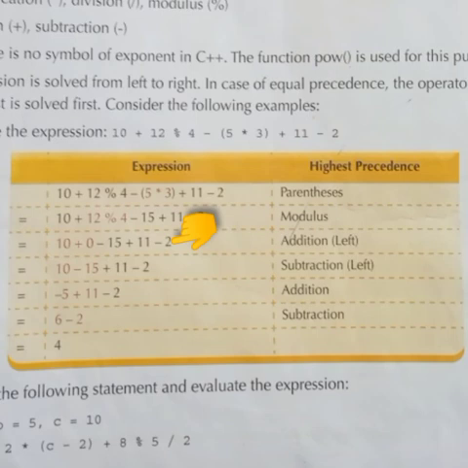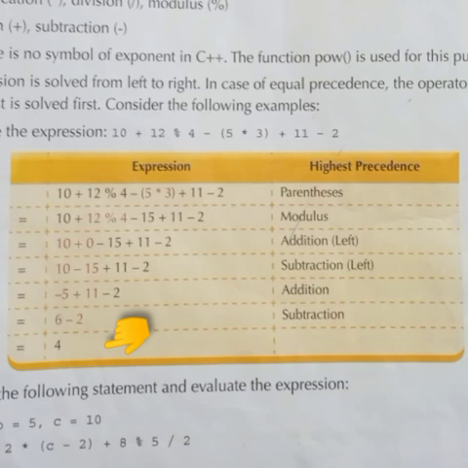Here also plus and minus have the same precedence, so we need to solve from left to right only. The first operator is minus, so we solve 10 minus 15. The answer is minus 5 plus 11 minus 2. Now the first preference goes to plus. Minus 5 plus 11, the answer is 6, then minus 2. 6 minus 2, only one operator is there, minus, so that is 4. This is how we can solve this expression.